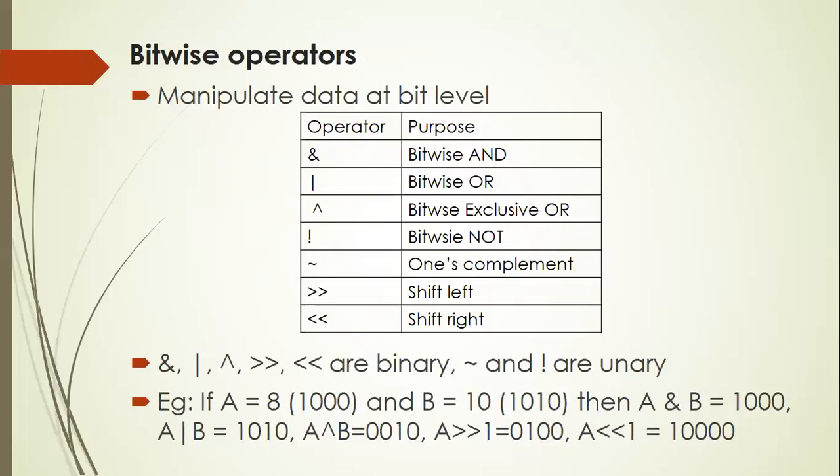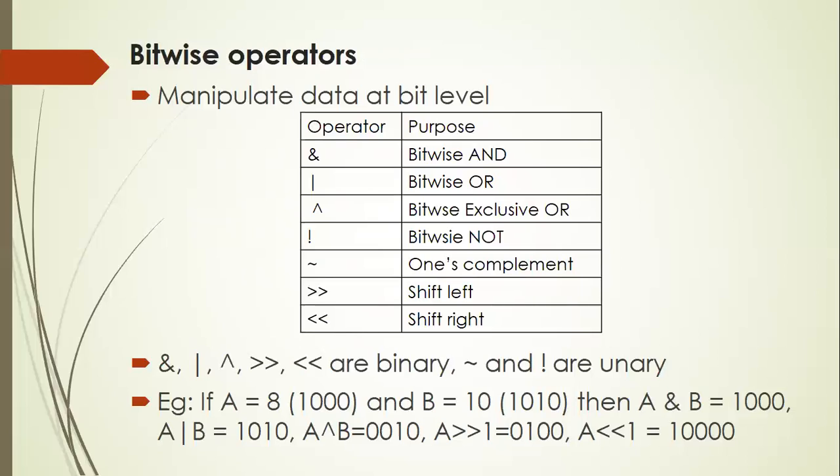In the case of the OR operator, if any one of the bits is 1, the result is 1. So the extreme leftmost bit, in both numbers it is 1, so it is 1. In the second bit from the left side, in both cases it is 0, so 0. The third bit from the left side: in the first number it is 0, in the second number it is 1, so the result is 1.